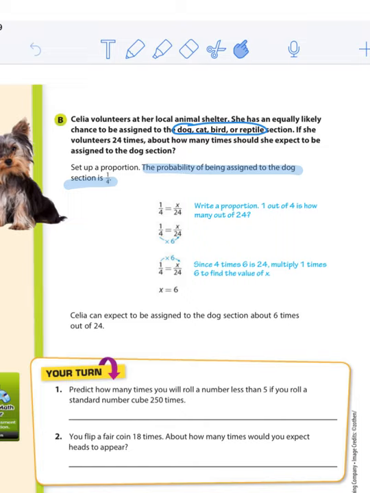Step 2, we find the probability of the number of trials. So there's 24 times. We're going to find 1/4 of 24. We can either set up our proportion, then it ends up being 24 divided by 4, and x is 6. Or we could have set this up as 1/4 of, meaning times 24, which is still 6. So she can expect to be assigned to the dog section about 6 times.